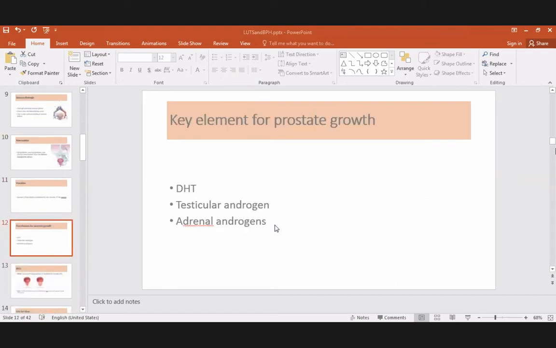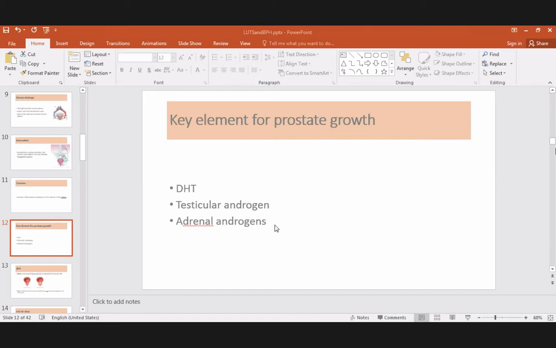What are the conditions that cause the prostate to increase in size, or cause prostatic growth? These are more production of dihydrotestosterone, or testicular androgens, or adrenal androgens. The higher level of these hormones in the blood causes the prostate gland to increase in its size and in the number of cells.